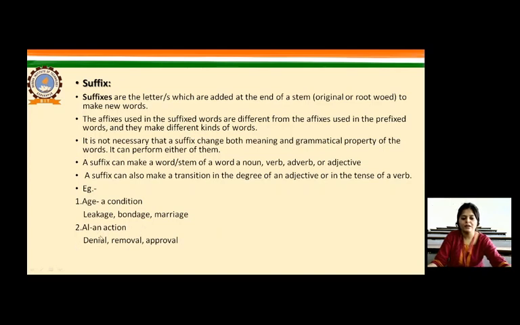Similarly, we have an action, al. Then we had deny, which was the verb, and to the verb deny we added the suffix al, and the new word was denial. And denial is now a noun form that has been made out of the root word deny.